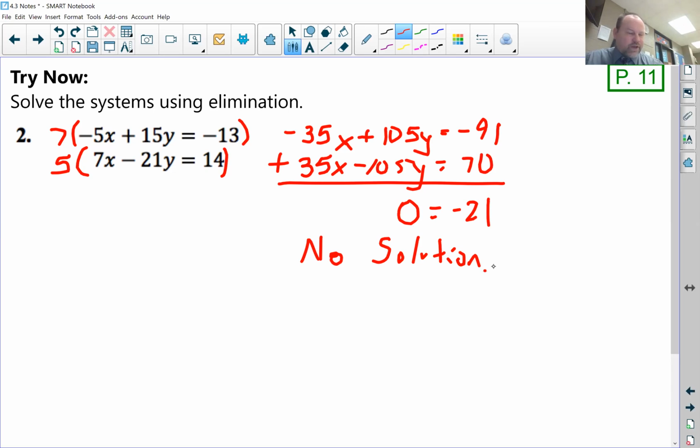Those that you have to multiply both equations by something are by far the most difficult because there's a lot more to do. So just take your time on those, be careful, and you'll be fine.